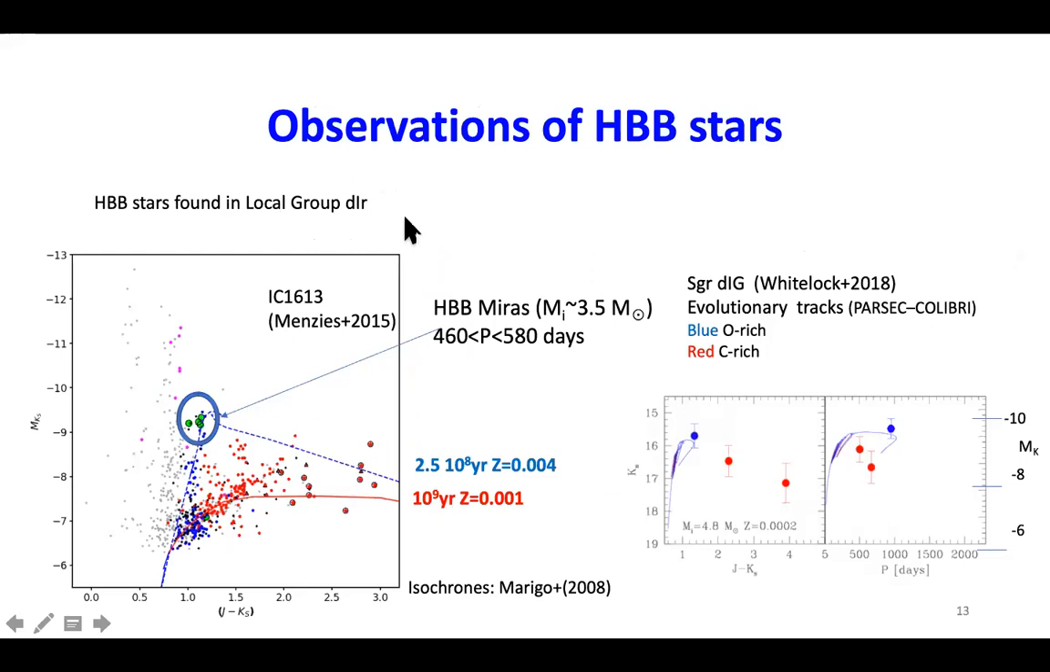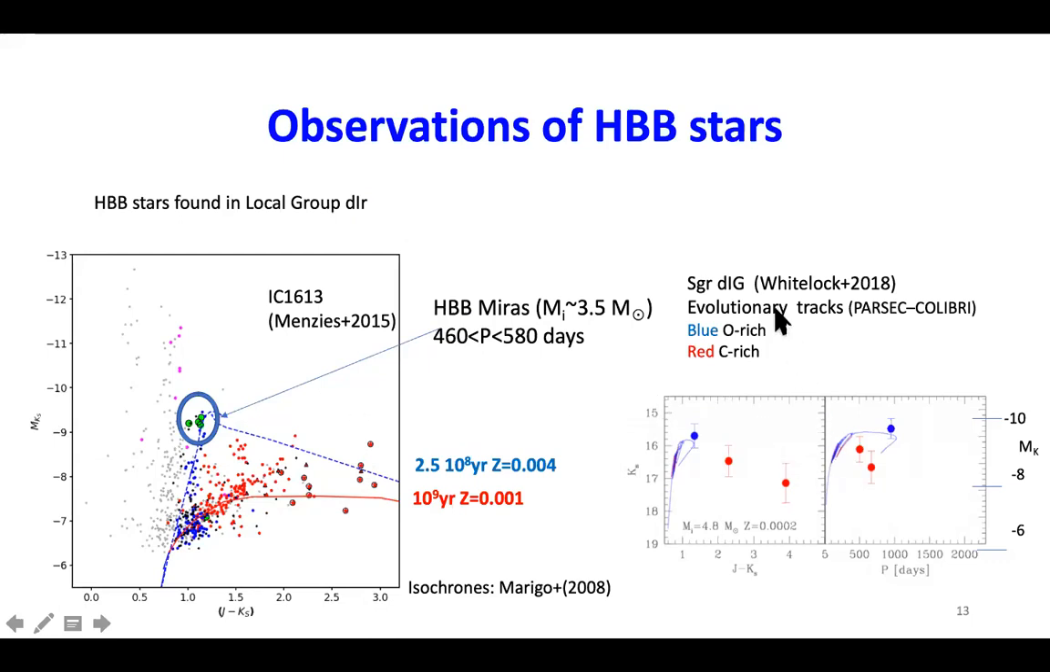Hot bottom burning stars are found, as I said, more commonly in low metallicity. So we find them in local group dwarf irregulars. There's an example here from IC1613, just four hot bottom burning stars, with large amplitude, almost a magnitude pulsation amplitude at K. This is K against J minus K, periods over 460 days, and neatly fitted by these isochrones from Marigo et al., with initial masses of probably around 3.5 solar masses.